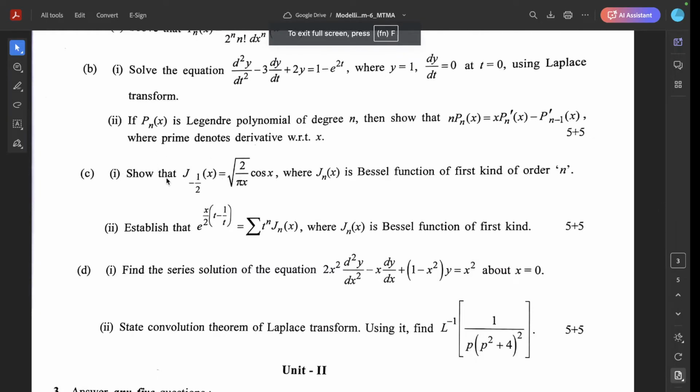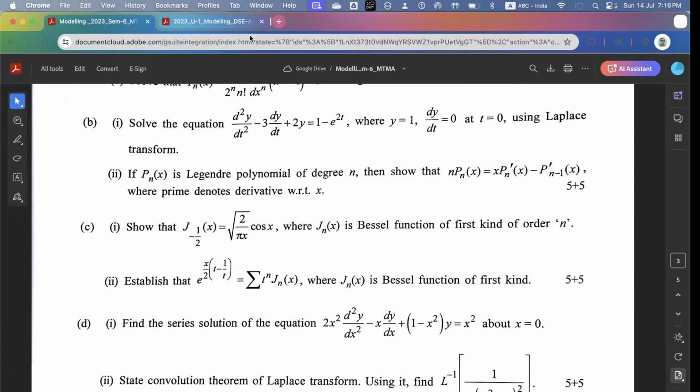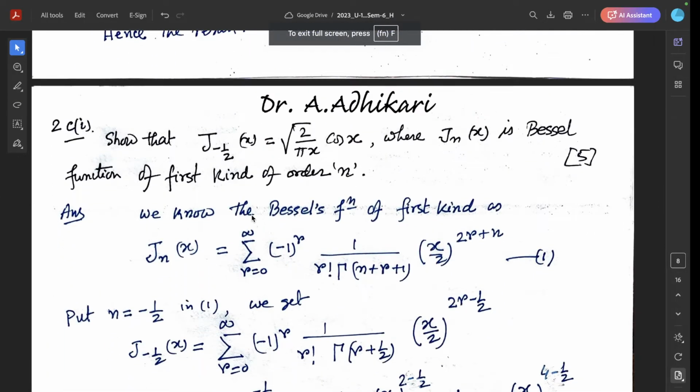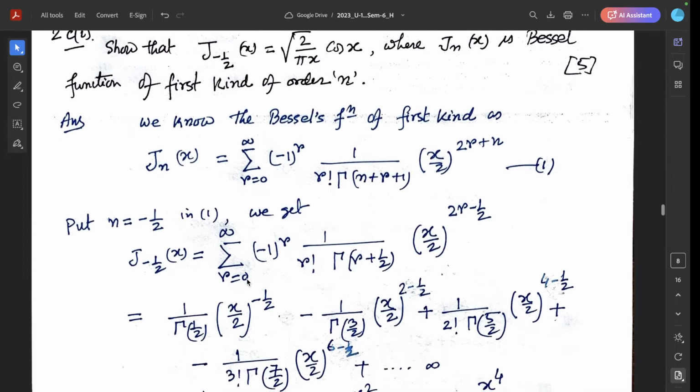Question C1. Show that J_{-1/2}(x) equals the square root of 2 by pi x into cos x, where J_n(x) is the Bessel function of the first kind of order n. We know that the Bessel function of the first kind is J_n(x) equal to summation r equal to 0 to infinity, minus 1 to the power r, 1 by r factorial gamma of n plus r plus 1, into x by 2 whole to the power 2r plus n. Put n equal to minus half in 1.